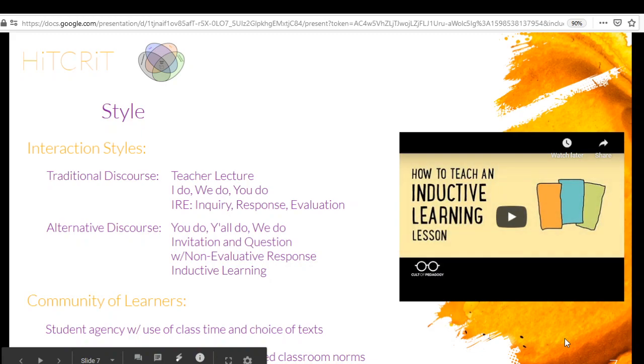Style in the HiTCRiT is another realm. These don't have to go in any order. Please keep that in mind. This is just the order of the slideshow. Style can refer to interaction styles or teaching style.